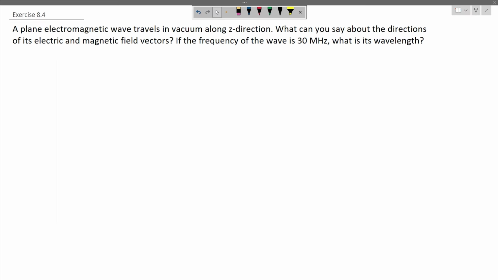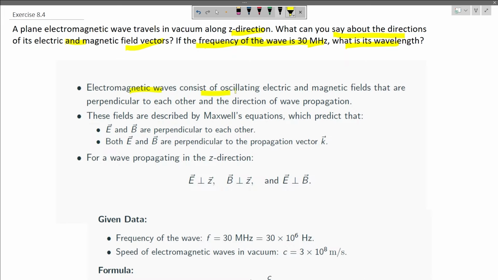The question says that a plane electromagnetic wave travels in vacuum along z direction. What can you say about the direction of electric field and magnetic field vectors? If the frequency of the wave is 30 megahertz, what is its wavelength? Now we know that electromagnetic waves consist of oscillating electric and magnetic fields that are perpendicular to each other and to the direction of wave propagation.